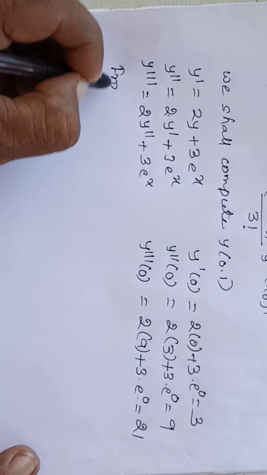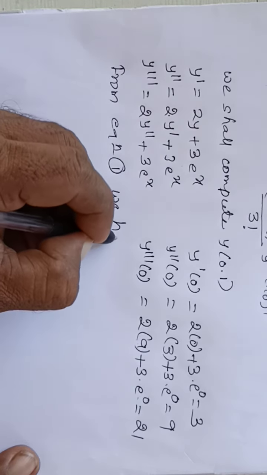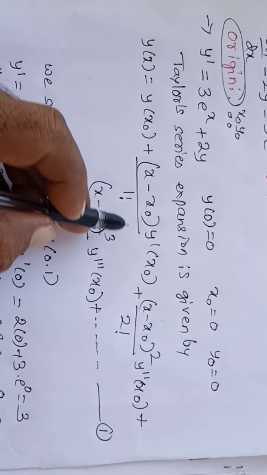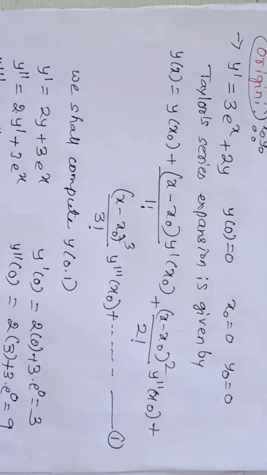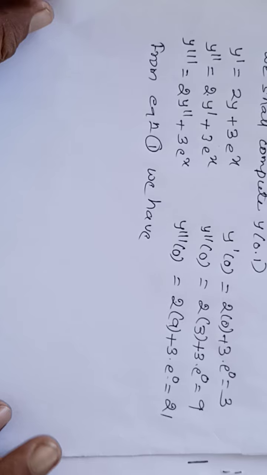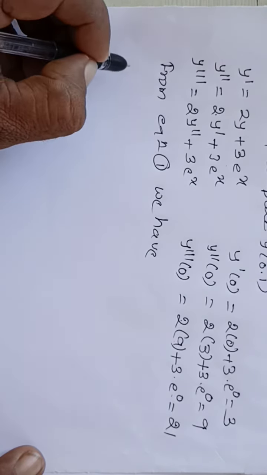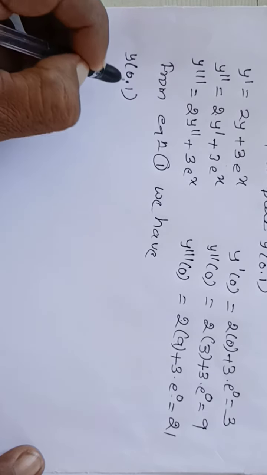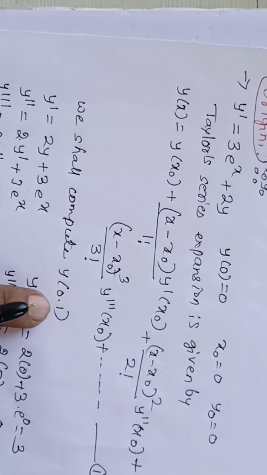Next, from equation 1, we have, so equation 1, what it says? The y of x is equal to y of x naught, this one. This is equation number 1. From equation 1, we are going to get y of 0.1. We are going to compute x value 0.1.